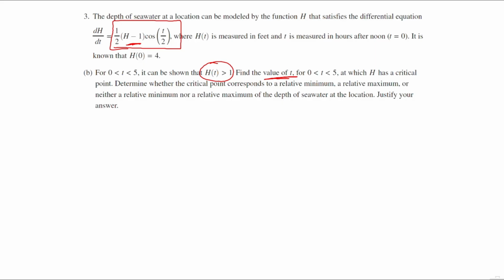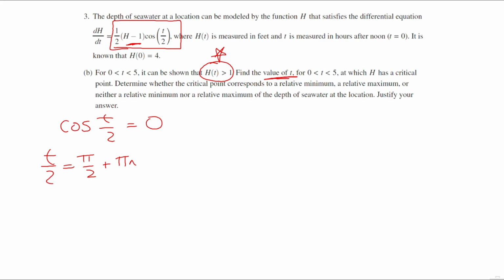And we've already established that since h of t is greater than 1, we know that there's no values of h that are going to make it 0. Right? And so we really just need to look at the cosine of t over 2. And we want that to equal 0. So that's how we're going to find our critical point. And so we know that cosine is equal to 0 whenever the angle is pi over 2 plus pi n. Right? At every pi, we end up equaling 0 for cosine, right? Cosine of pi over 2 is 0.